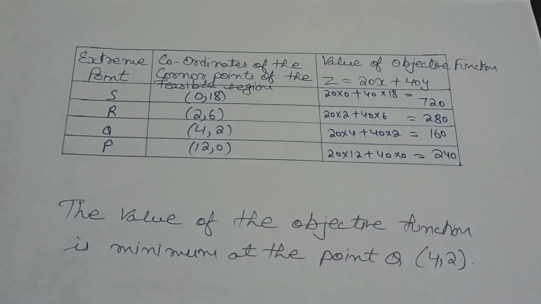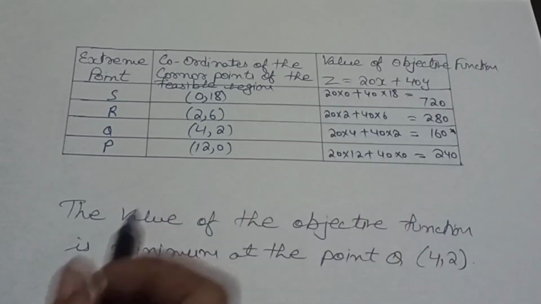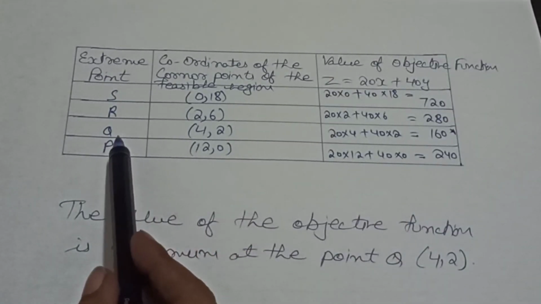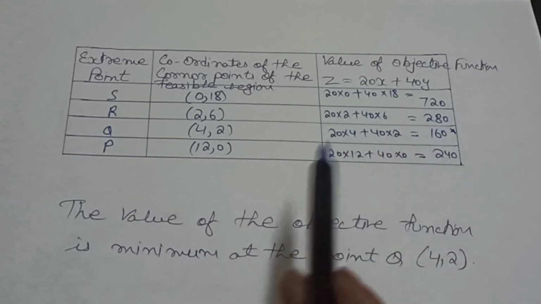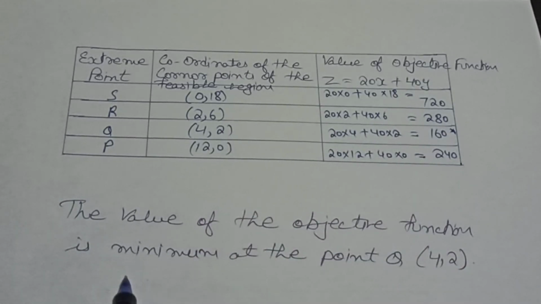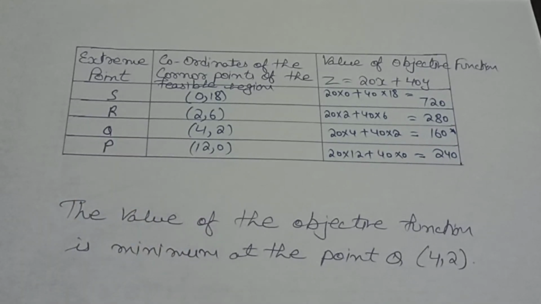So you can see here, this is our minimum cost, 160. So at this point, point Q, 4 and 2, our cost is 160. And the value of the objective function is minimum at point Q. So this is our minimum point. So students, our sum completes here. I hope you have understood this practical very well.